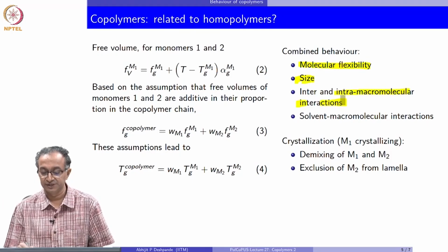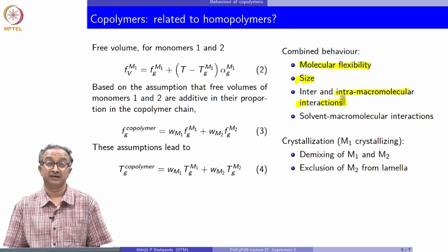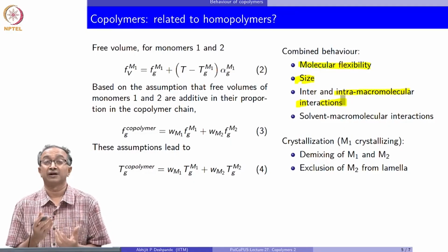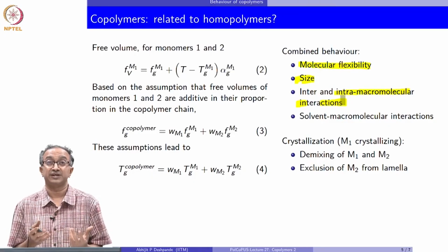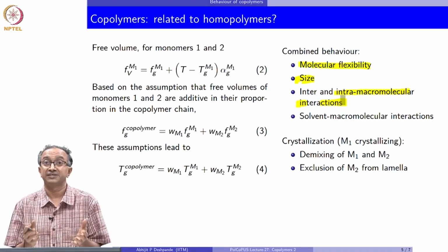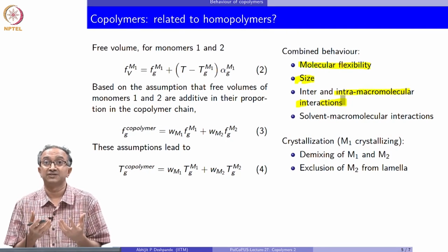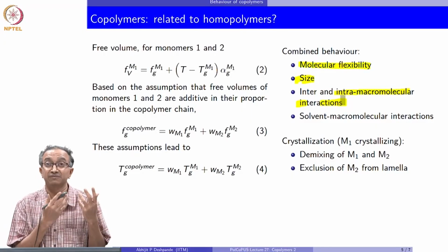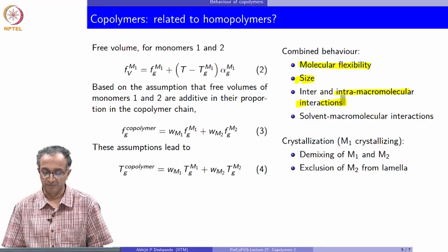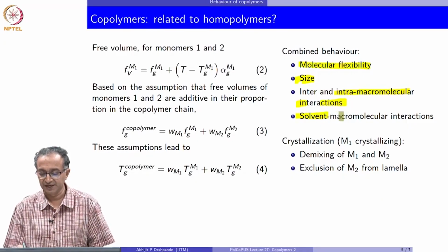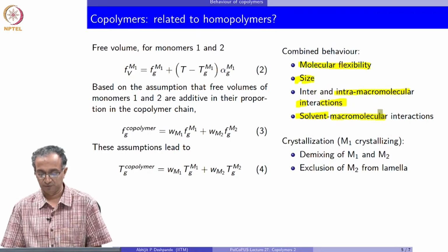Key, of course, is also the intermolecular or intramolecular interactions. So, depending on the hydrophobicity, hydrophilicity, or hydrogen bonding potential, or electrostatic interactions, or any of the interactions that we discussed in the 20th lecture, if we have differences in the two monomer units or the two repeating units, those can also get combined effectively to give us an effective property for the copolymer. Same is the case also for how solvent interacts with the macromolecule.